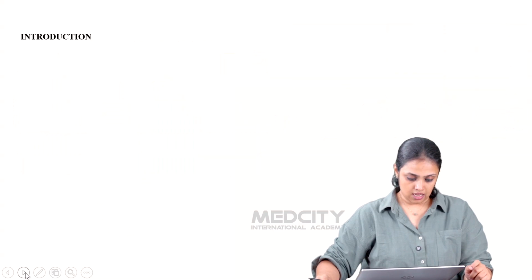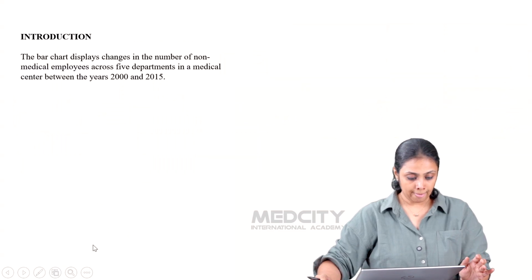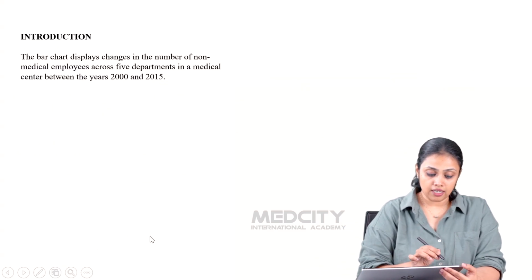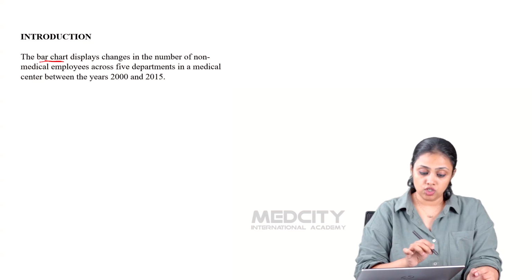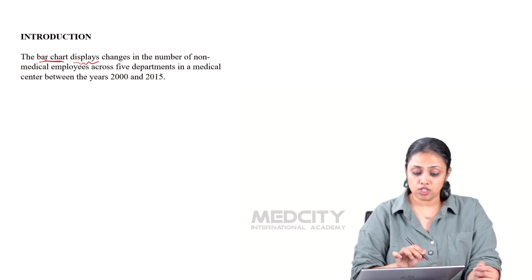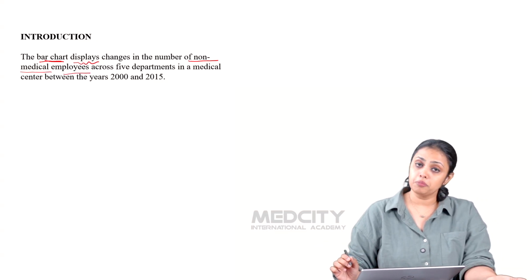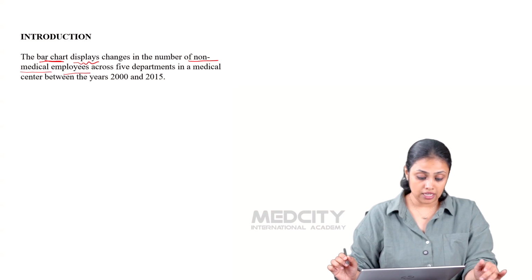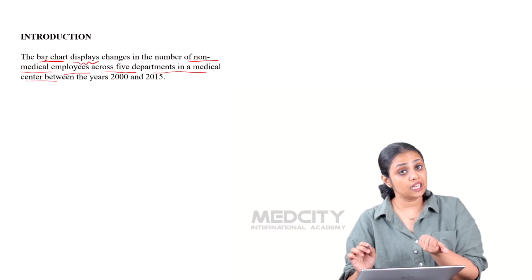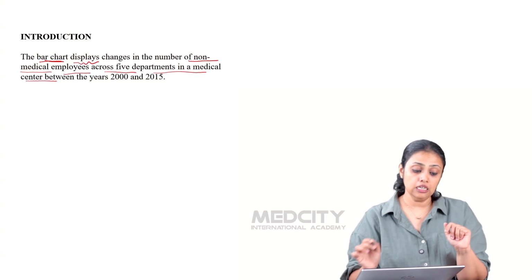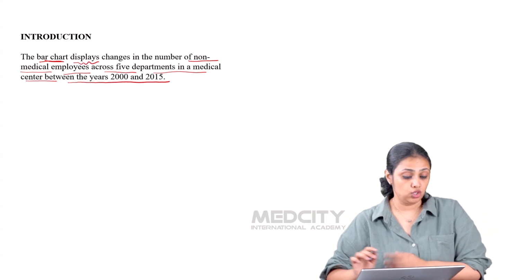Now, let's see how we can write the introduction. I'll show you some variations. One way in which we can write the introduction is: the bar chart displays changes in the number of non-medical employees across 5 departments in a medical center between the years 2000 and 2015. Instead of bar graph in the question, we have put bar chart. Instead of non-medical staff, we have put non-medical employees. It was given as clinic in the question, and that has been paraphrased to medical center. This is one way in which you can write the introduction.